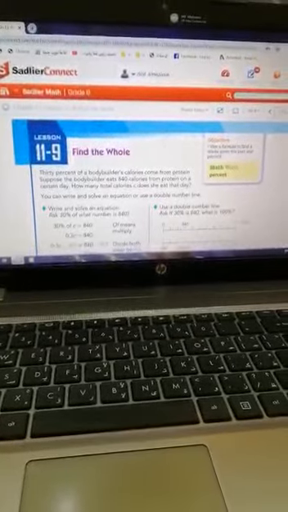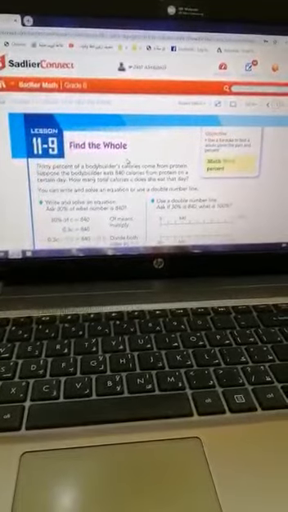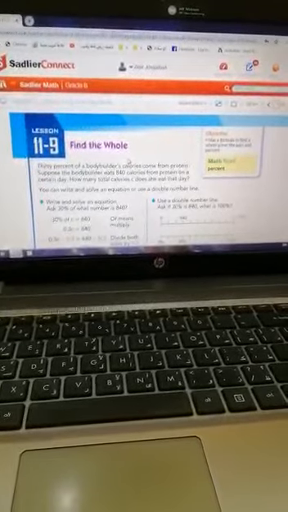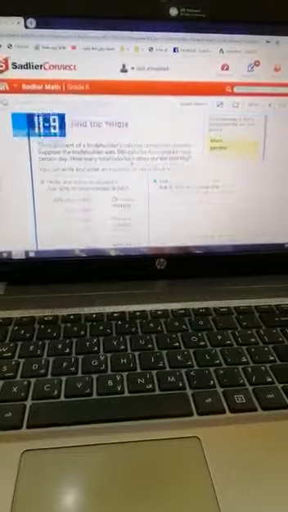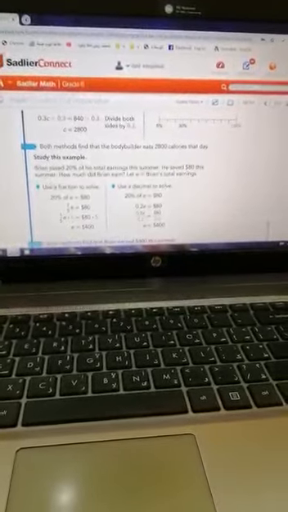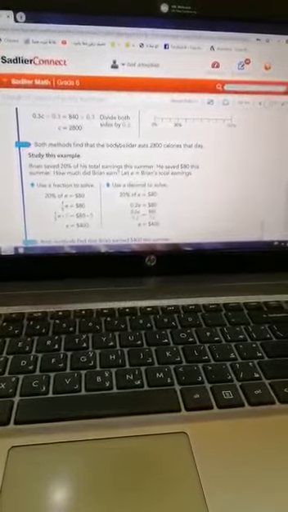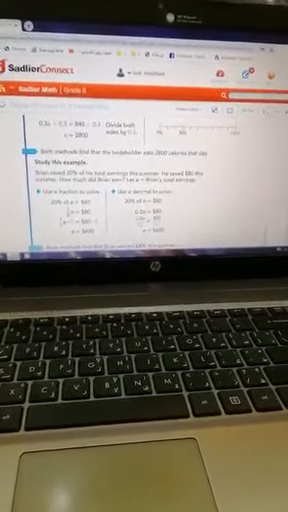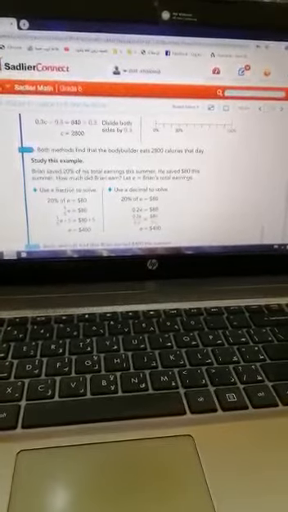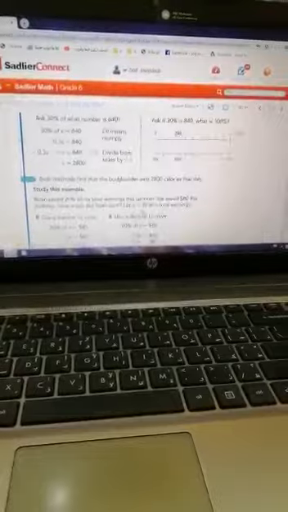Today we have lesson 9 from chapter 11, find the whole. In this lesson we learn how we find the whole, okay? To find the whole we have two ways. The first way is using a fraction, or the second way using a decimal, okay? That means we want to write a percent as a fraction, and the second way we want to write a percent as a decimal. Now let us start.